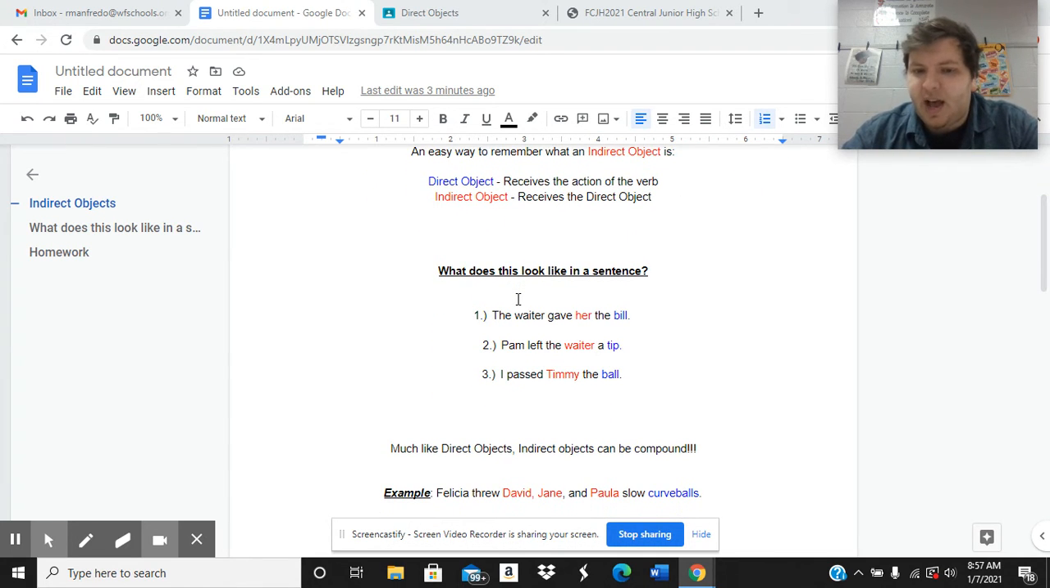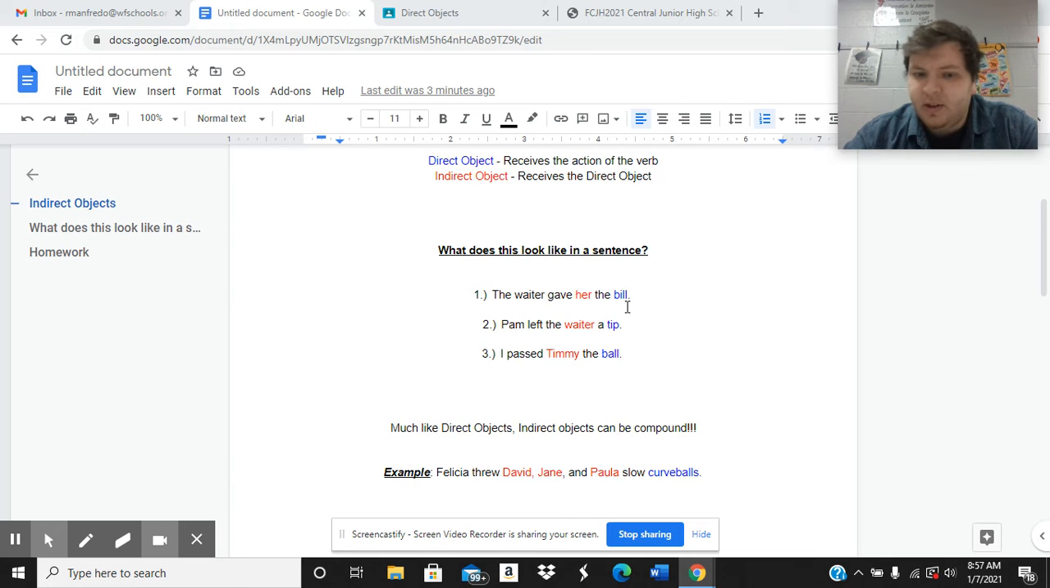Down here, we've got our indirect objects highlighted in red, and our direct objects in blue. We remember the direct object is the thing that is being acted upon. The indirect object is the noun, pronoun, or word group that is receiving your direct object. So number one, the waiter gave her the bill. Bill is our direct object. Her is our indirect object. The waiter did not give her, the waiter gave a bill to her, right? The thing that's being acted upon is the bill, so that is our direct object. The person receiving the bill is her, and so that's our indirect object.